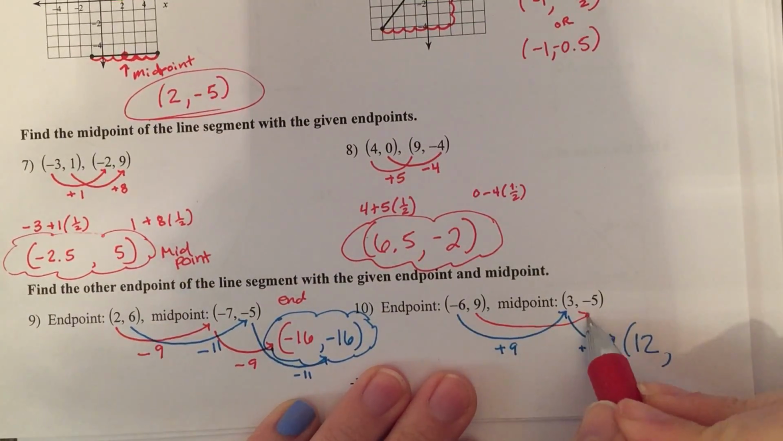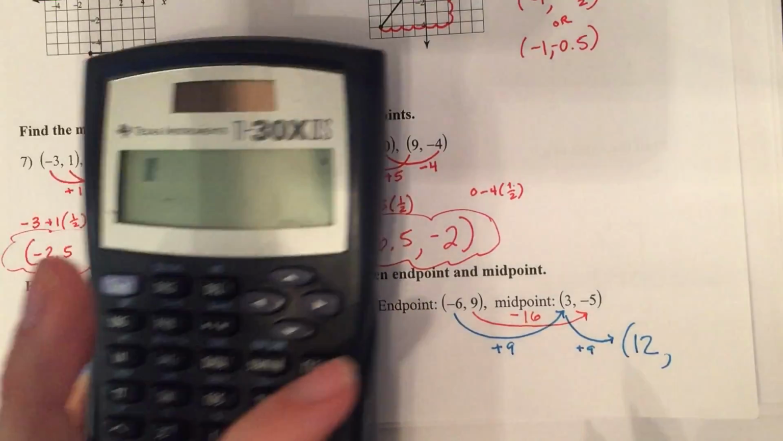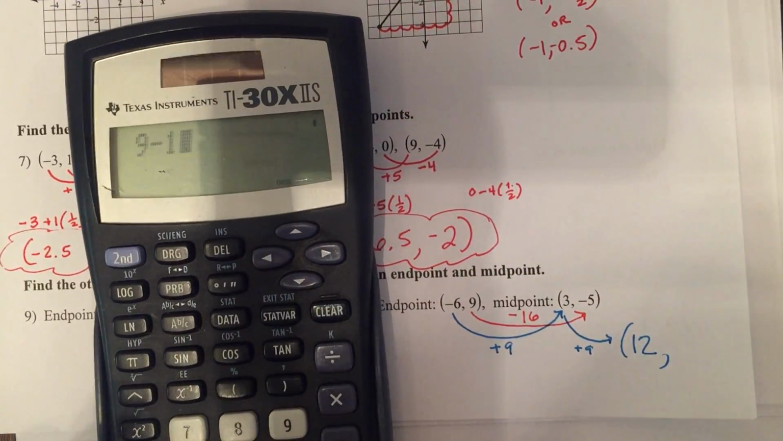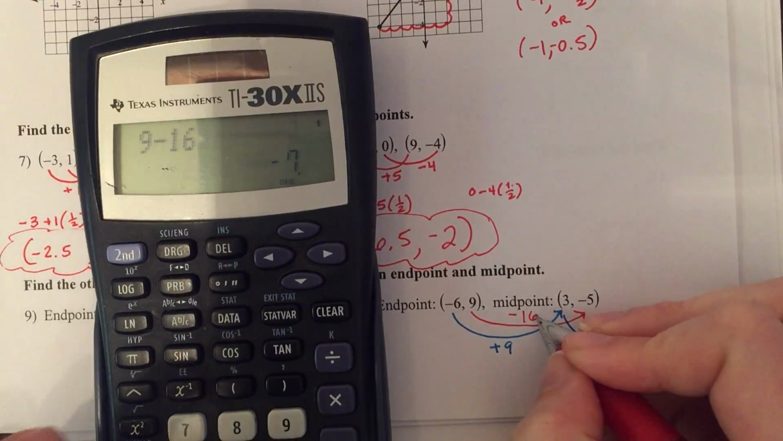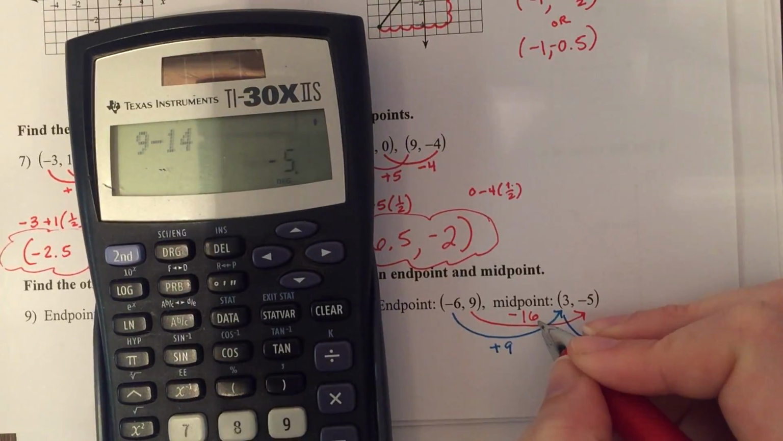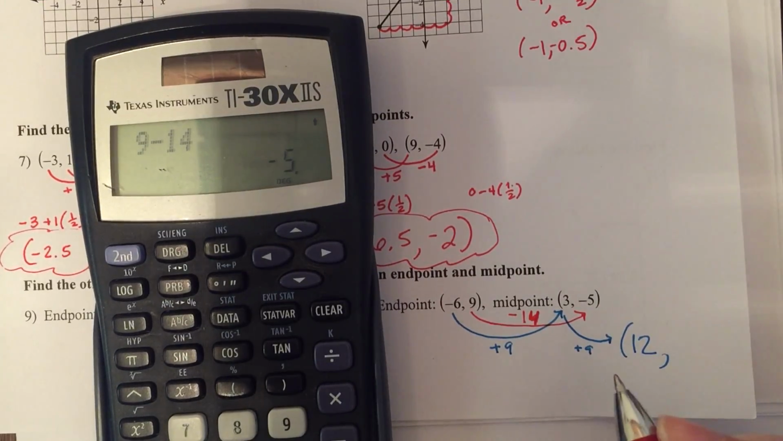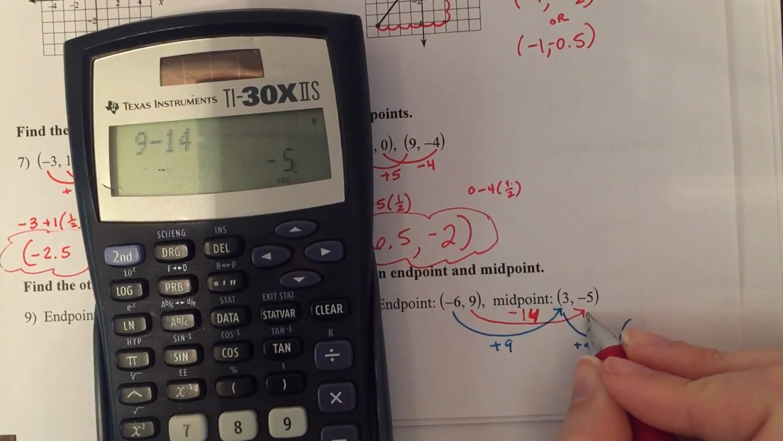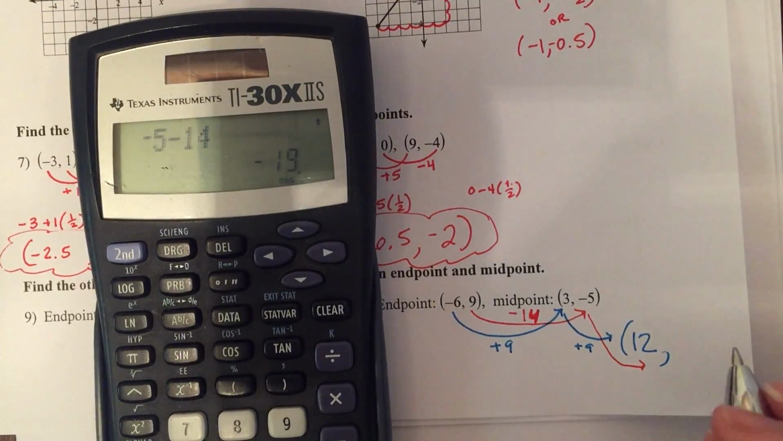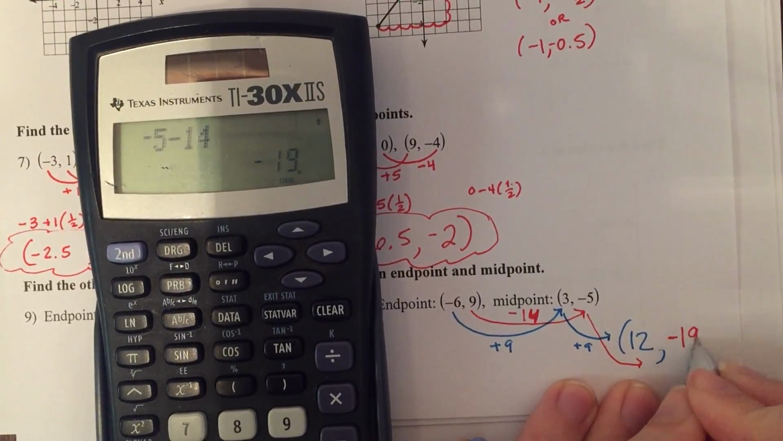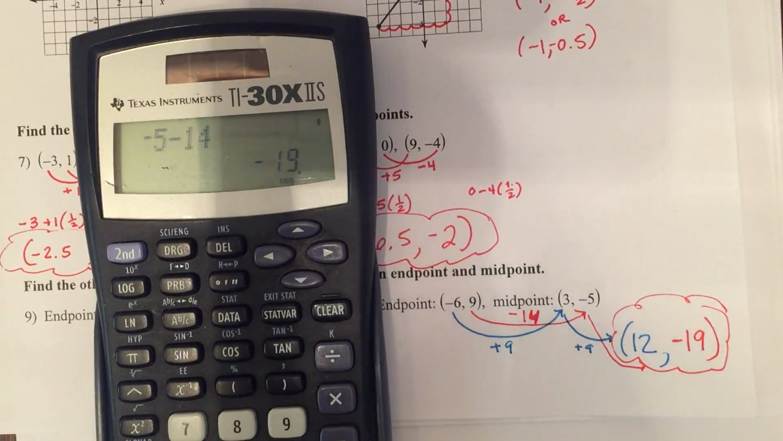9 to -5, I have to subtract 16. I'm going to double check. 9 minus 16. Nope, that was wrong. 9 minus 14. There we go. 14. 9 minus 14 is -5. Minus 14 again is -19 for the end point.